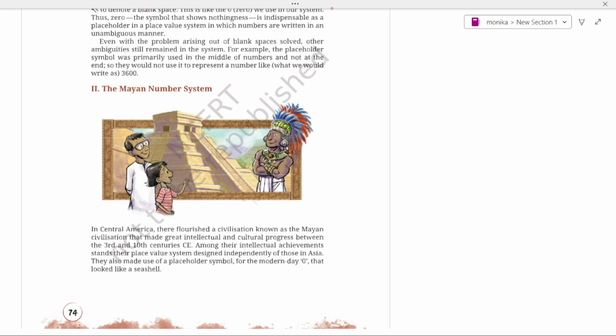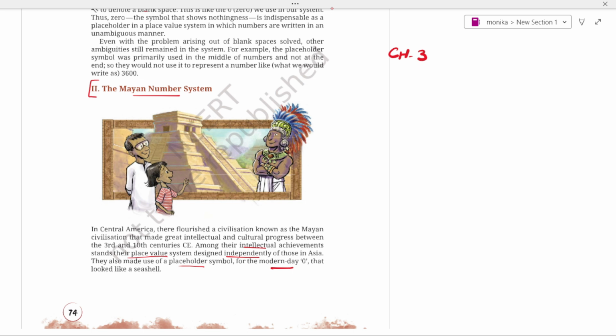As we are continuing our chapter number 3, that is the story of numbers. In the previous lecture, we learned about different number systems and the place values. So now we are adding to our knowledge about the Mayan number system. It comes from Central America, and they also devoted their intellectual achievements to the place value system and designed one of their own, which was independently written. They have their own symbols, placeholders, and their own symbol for zero as well.